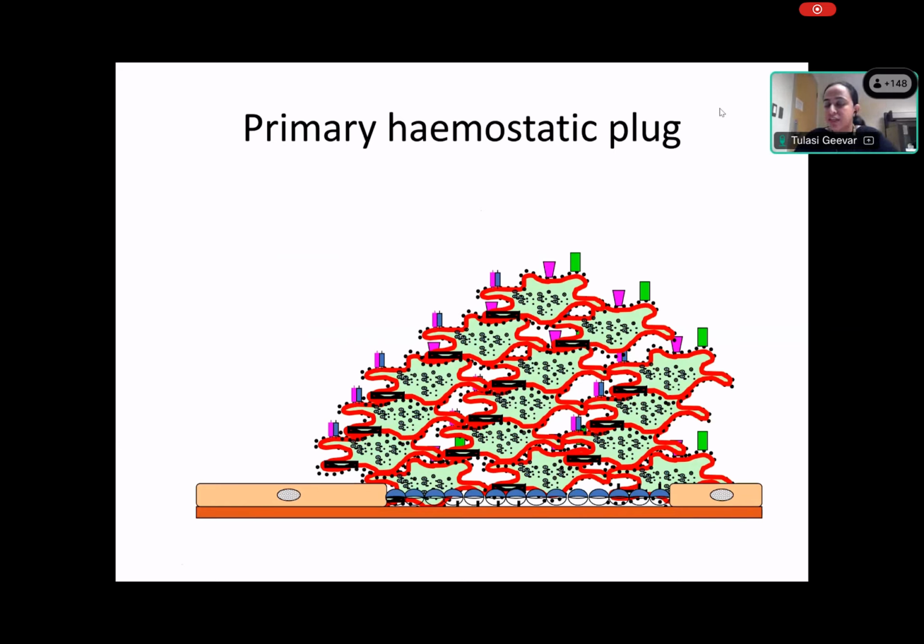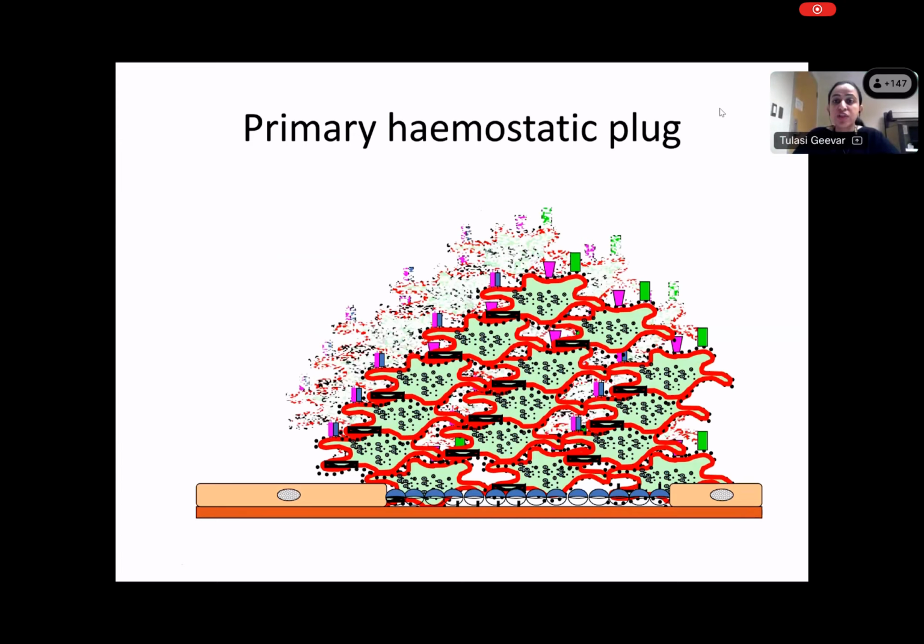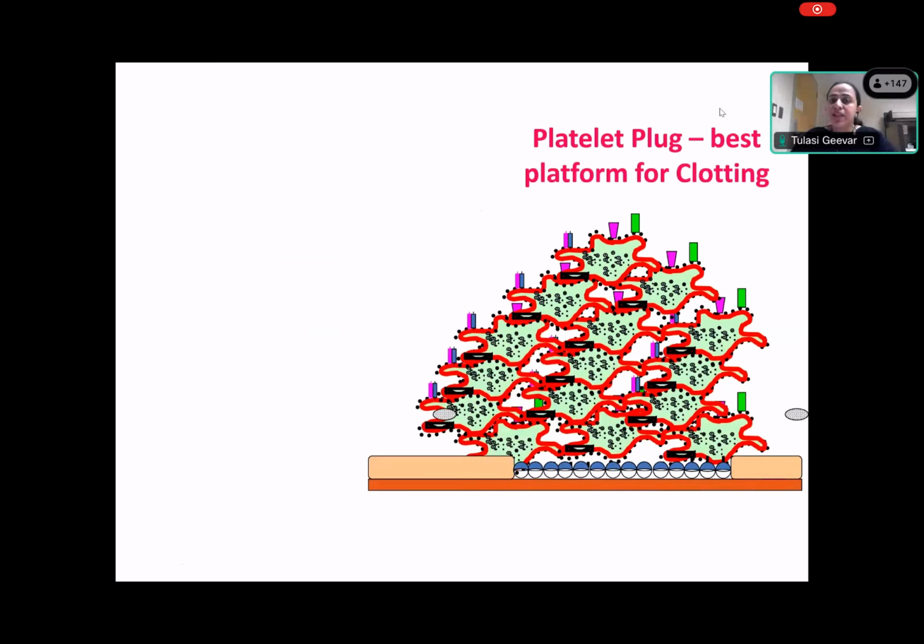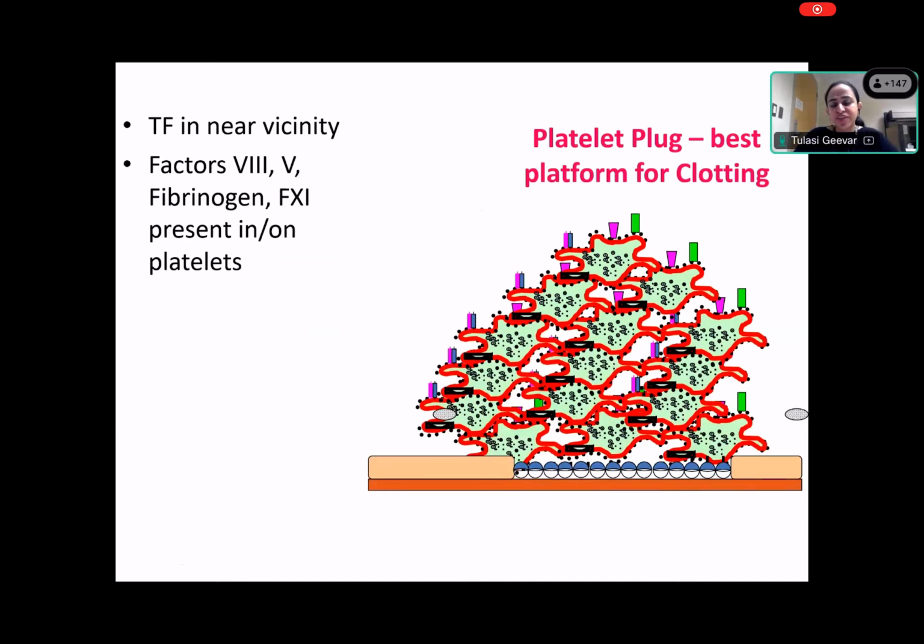So if you have a small cut and you try to fill it with a clot, you see that the clot gets dislodged very easily because this is not a very strong one until it is cemented by the stronger fibrin clot. So let's see what happens next. The platelet plug is the best platform for clot formation because there is a lot of tissue factor in the near vicinity at the site of injury. And factors 8, 5, fibrinogen, and 11 are already present within the platelets, which are getting released as the platelets release their granules.